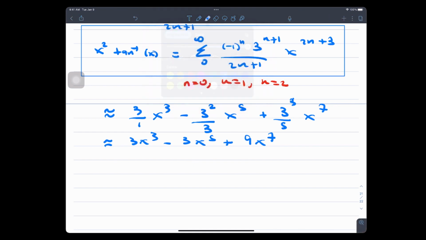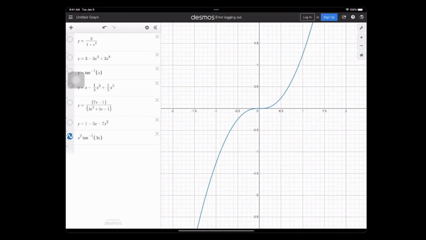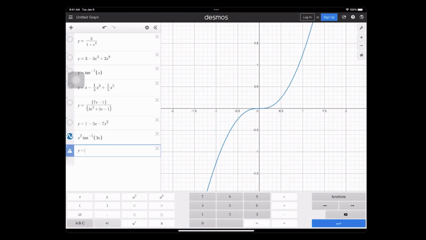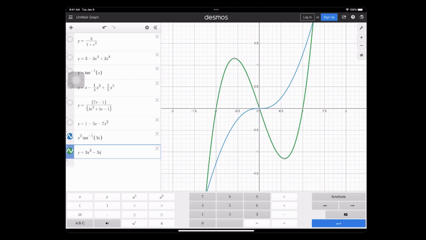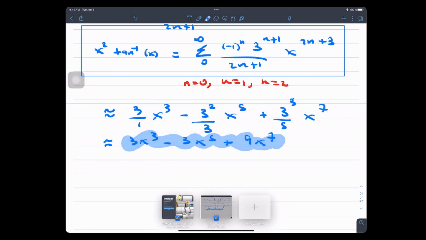Okay, so let's double check. If I'm correct with my arithmetic, by looking at the n values, n is 0, n is 1, n is 2, first three terms, let's see if we can approximate that curve: 3x cubed minus 3x to the 5th. What was the end? 9x to the 7th.